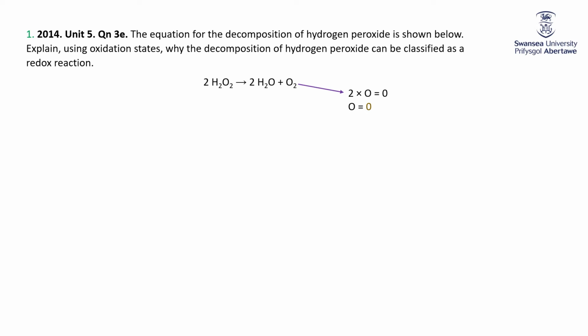Now we keep going, and we have no metals in anything. We have no fluorines, but we do have hydrogens, which are going to be +1. So if hydrogen is +1 here, then all that's left is the oxygen. 2 times +1 for the hydrogens plus 2 times the oxygen is 0. So therefore the oxygen must be -1.